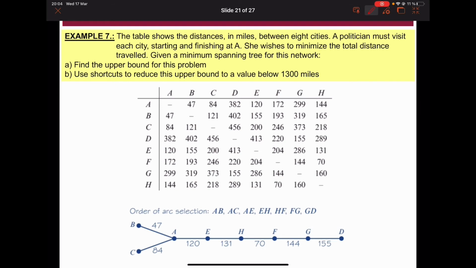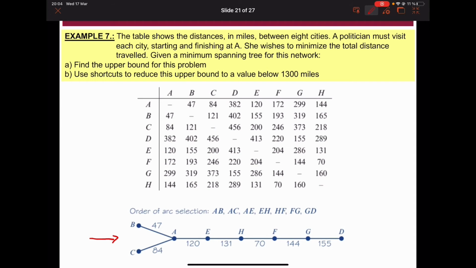So we have again the table of distances in miles in this case. We have 8 cities. Politician must visit each city, and he or she starts at A and finish at A. And she of course wants to minimize the total distance traveled because it saves her time as well. And in this case we are given here, this is given already, the minimum spanning tree for this network. So we just have 2 questions left.